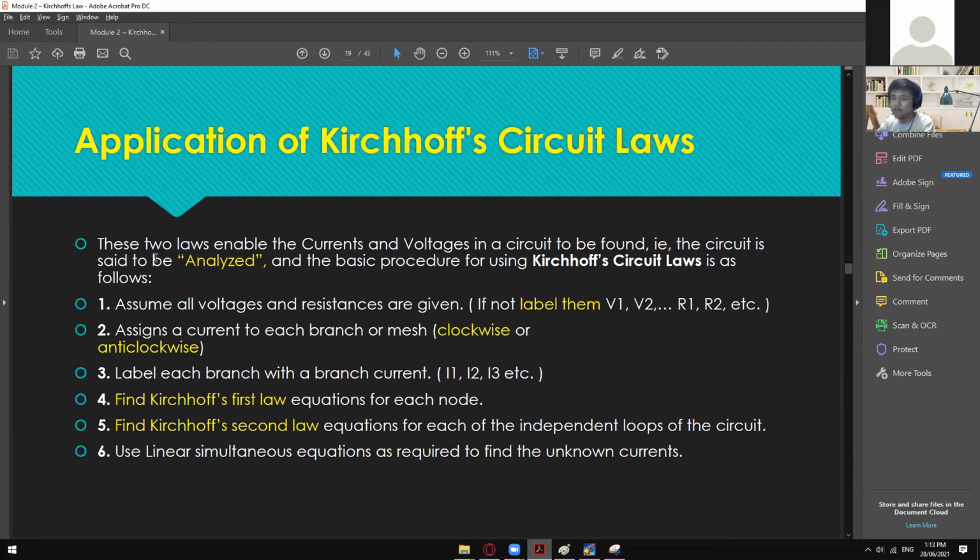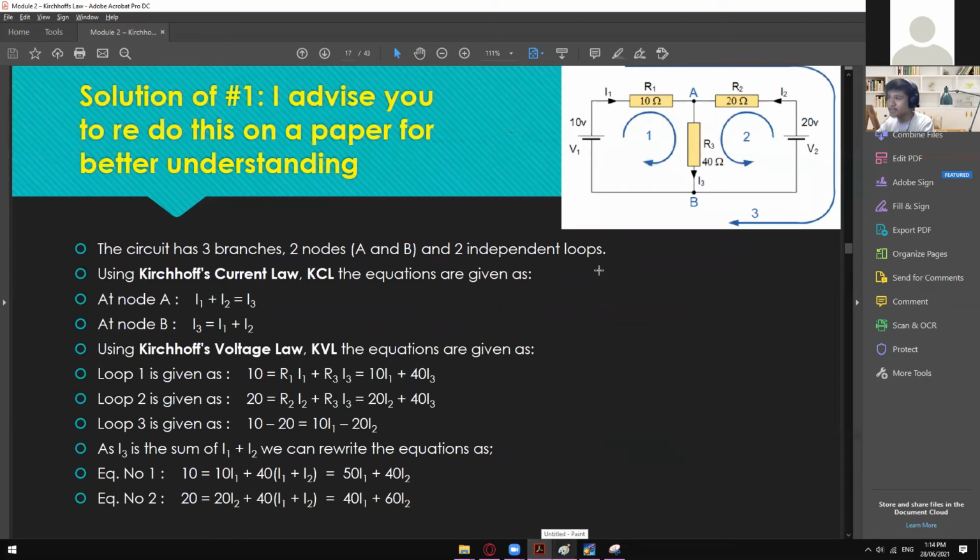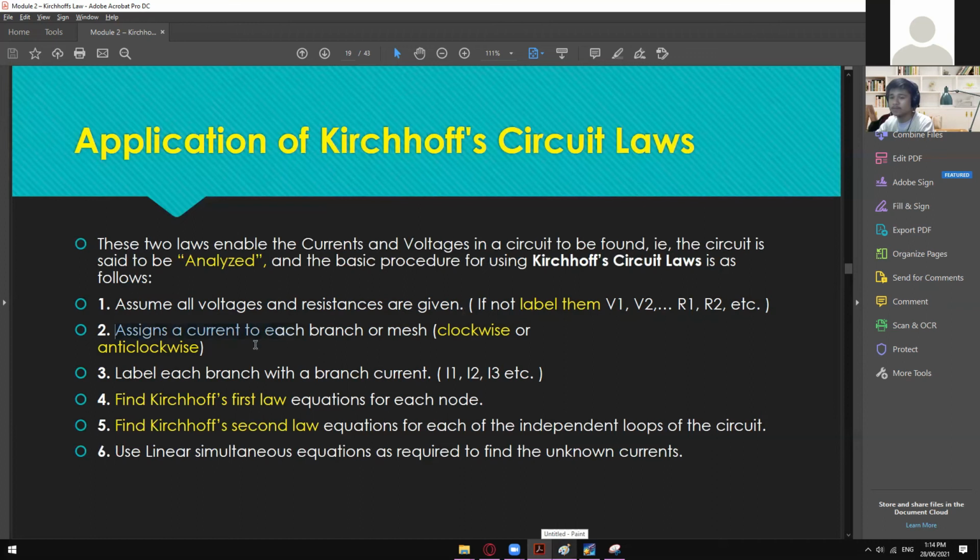So here's just more explanation on how you execute the process of Kirchhoff's circuit law. The first one is the most common thing that we do, but either of those step one or step two, you can interchange those two, as long as you have already mastered the things that you need to do, especially in solving Kirchhoff's circuit law, or Kirchhoff circuit diagram. So in here, you just assume all voltages and resistances are given. If not, label them V1, V2, R1, and R2. But in our case, it's already given, so we don't need to do that one. Okay, so that is why we have already jumped onto number two.